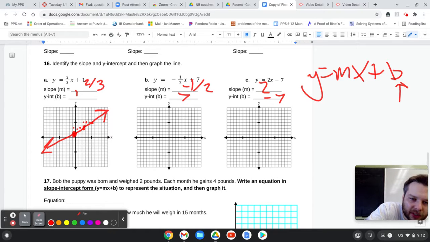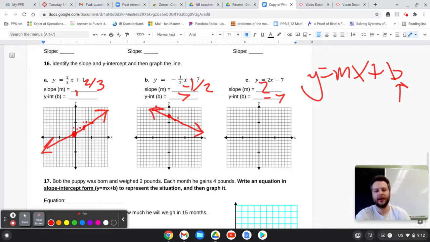The y-intercept is 7. The b is 7. That's where you begin. The slope is negative, so I go down and to the right. I rise 1 and I run 2. So 1 down, 2 to the right. 1 down, 2 to the right. My line continues forever at a rate of -1/2. I go down 1 box, 2 to the right.